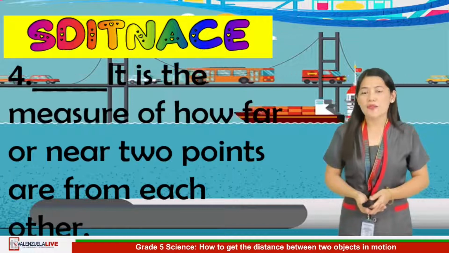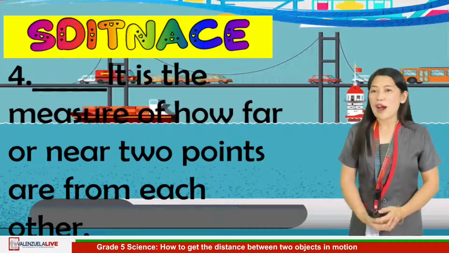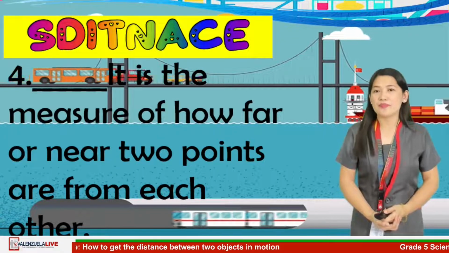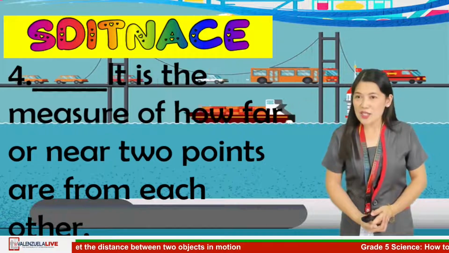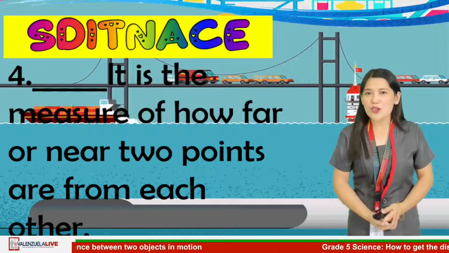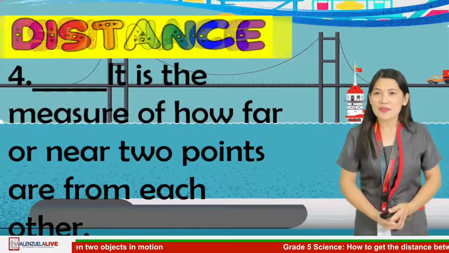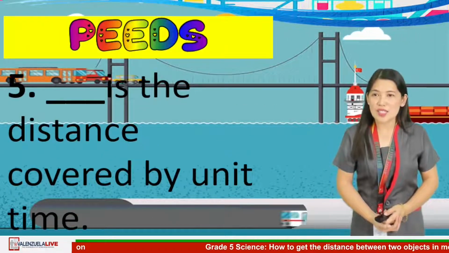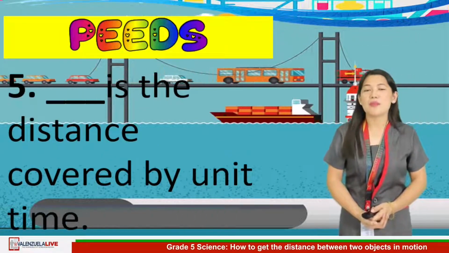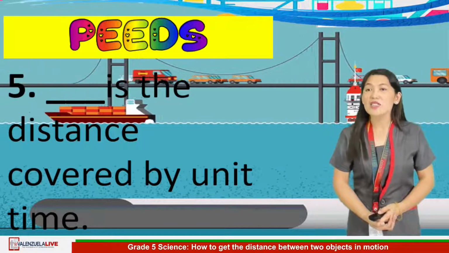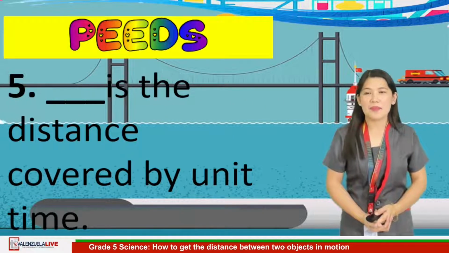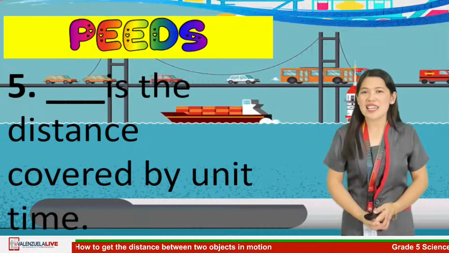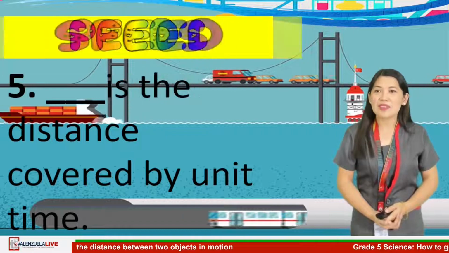Number 4. It is the measure of how far or near two points are from each other. What is your answer? Very good. The correct answer is distance. And last, number 5. It is the distance covered by unit time. What is your answer? Amazing! The correct answer is speed.